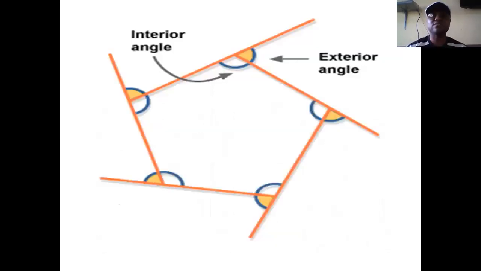Now let's look at the interior and the exterior angle of a polygon. As you can see on the diagram, marked differently, this is the exterior angle and this is the interior angle. So now you can identify interior and exterior angles. Now I want you to tell me something. What is the relationship between interior and exterior angle, as you can see on the screen?